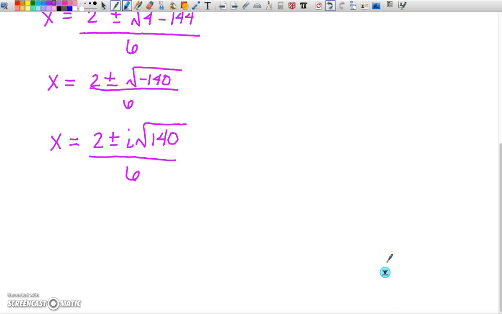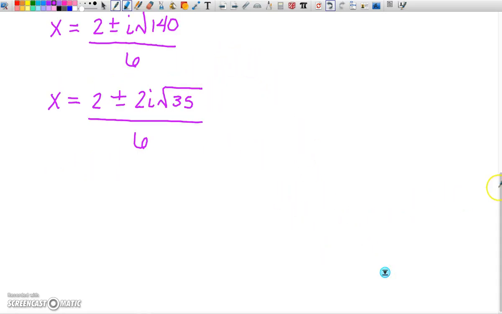I didn't actually do this one ahead of time, so it's going to take me a minute to figure out, because I don't have a graphing calculator on me, I just have my phone calculator at the moment, and I do not have this one memorized. So hang on just a second. So 140, there it is. All right. So this comes out to 2 plus or minus 2i times the square root of 35, and this all goes over 6. And again, you can do that square root of 140 in the calculator.